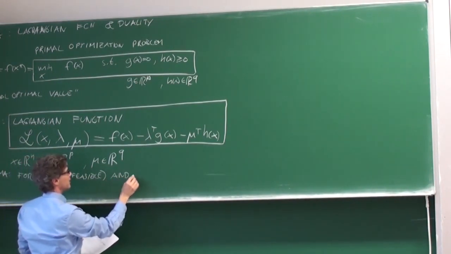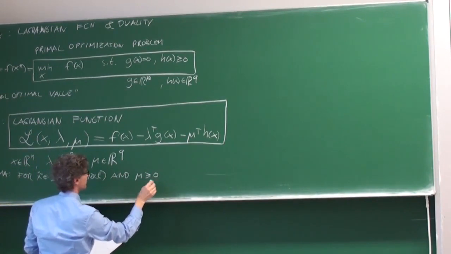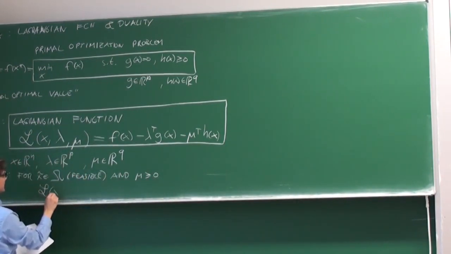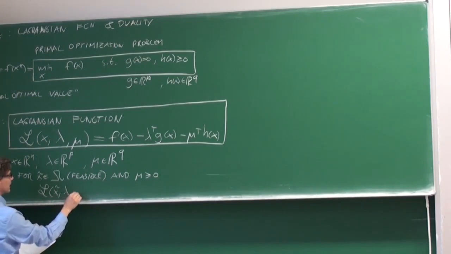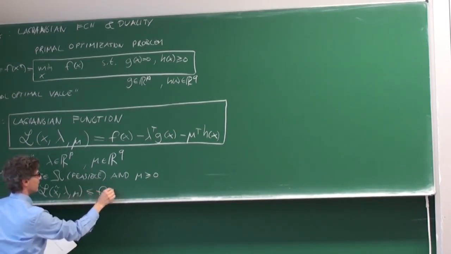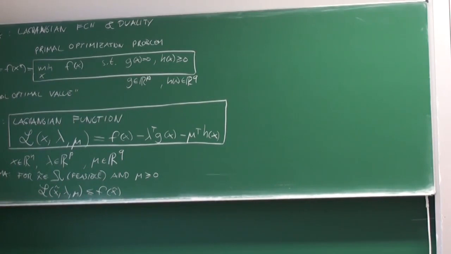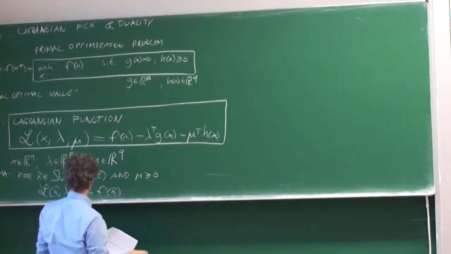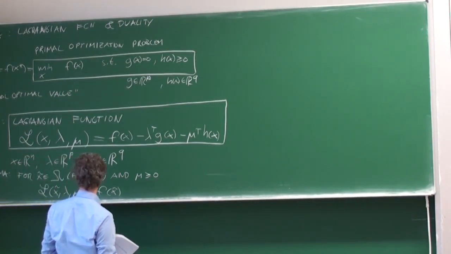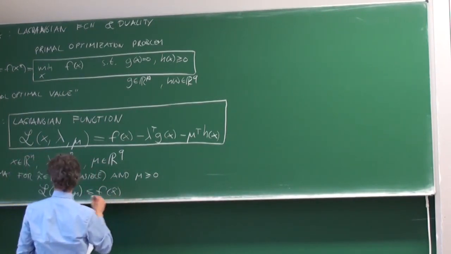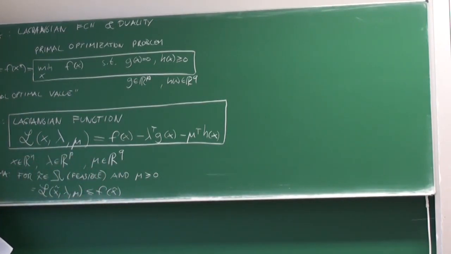And mu positive, we have that L of x tilde, lambda and mu is smaller than f of x tilde. So we have a first lower bound property, and the proof is extremely easy. Why? Because what we have here is actually f of x tilde minus lambda transpose G of x minus mu transpose H of x. So this is so nasty to write. I think I will do it somewhere else. Sorry.